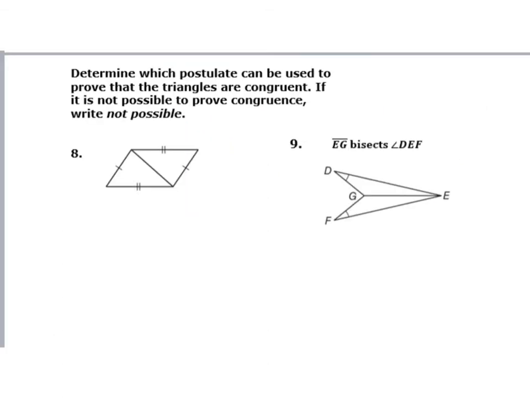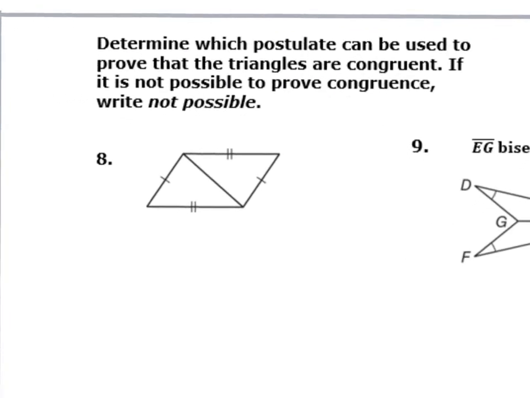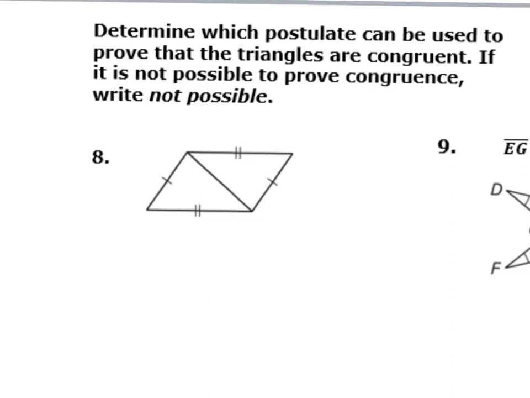All right, number 8. Determine which postulate can be used to prove that the triangles are congruent. If it is not possible to prove congruence, write not possible. Okay, so I'm going to zoom into each one. When I look at this first one, remember I said use your highlighter. I highlight one triangle. I can see that this side here has a single tick mark on it. This side has a double tick mark on it. And then this side is my reflexive side. I've highlighted 3 sides, so that makes this congruent by side, side, side.